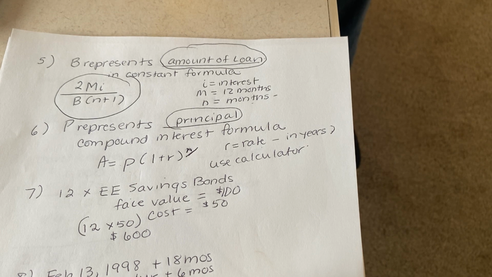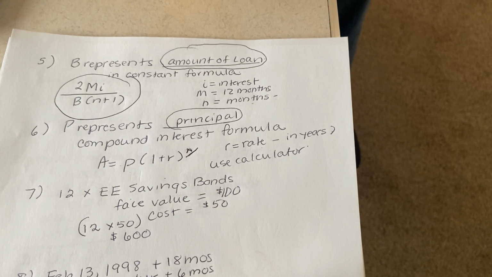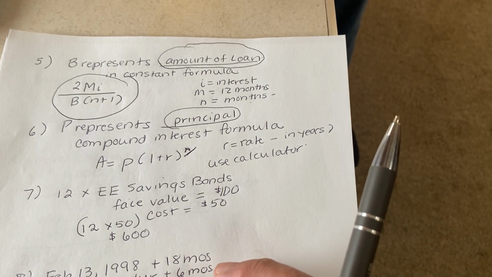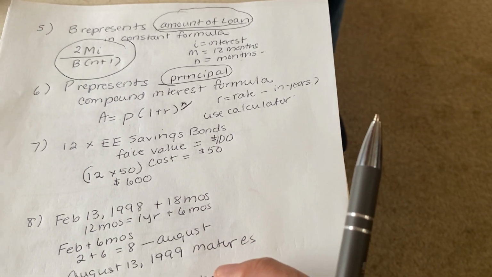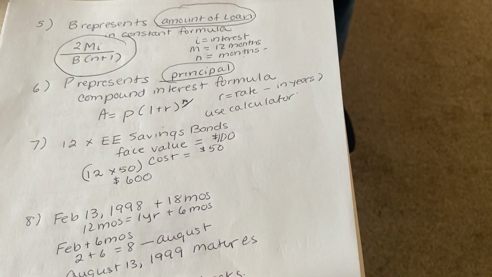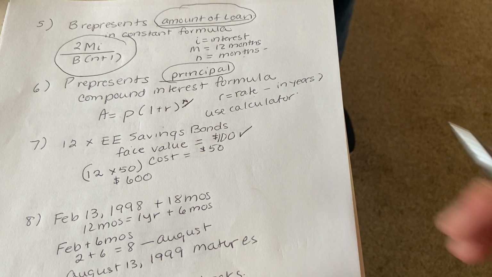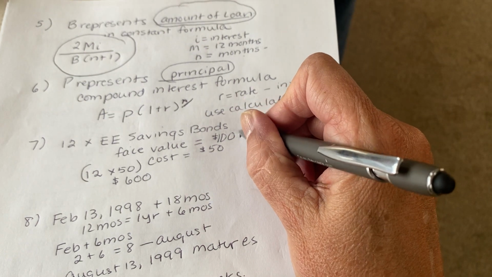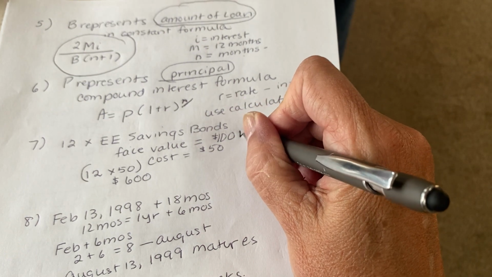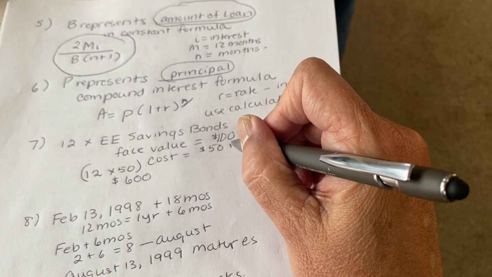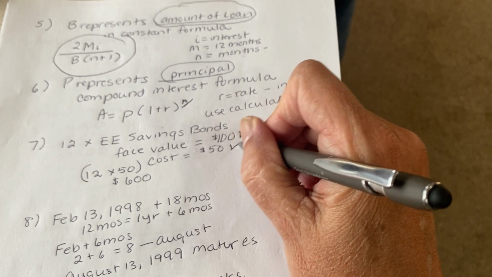Find the total cost of 12 Series EE savings bonds with the face value of $100. So if you have 12 EE savings bonds, their face value is going to be $100. So for each one, how much are you going to pay? Are you going to pay $100 for them? No, you're going to pay half. EE bonds, you always pay half from the government.